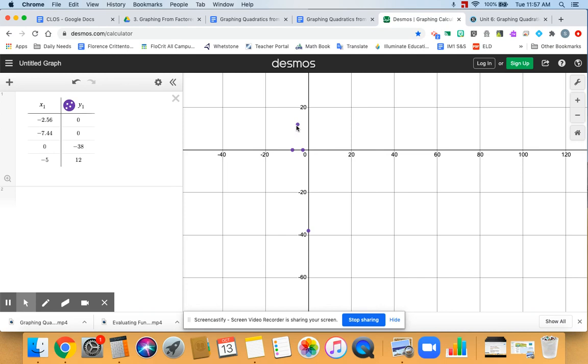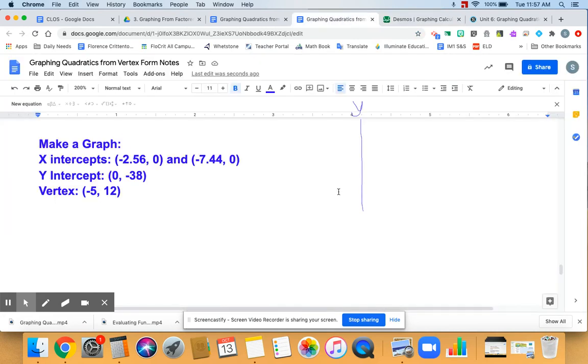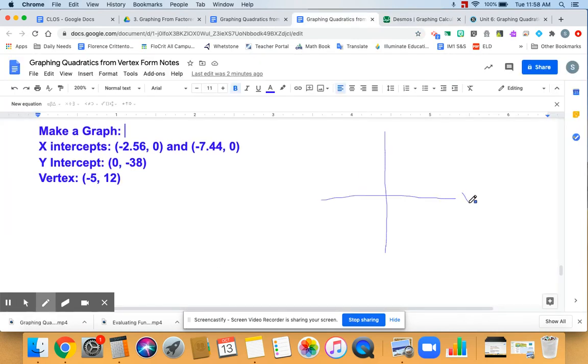Goes up there. So now you can kind of see the graph. If I were to put the whole equation, there it is. So that's a picture of the graph. I'm going to go ahead and show you if we try to do it by hand. So we're going to want to label X and Y.